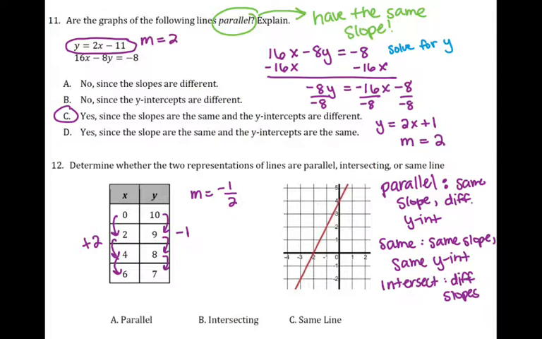Now let's look at my graph. Again, I'm going to find nice points to help me figure out my rise over the run. To get from one point to the next, I am going up 2 over 1. So my slope for the graph is 2 over 1, or just 2. If I compare these two, they're clearly not the same, so that means they're not parallel and they're not the same line, which means they have to be intersecting, because intersecting lines have different slopes.